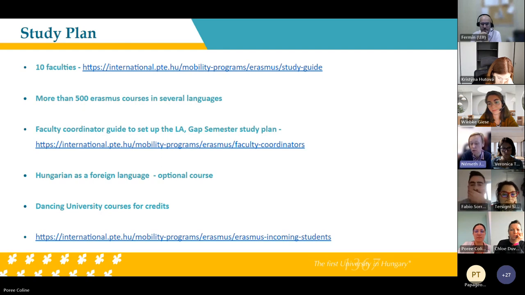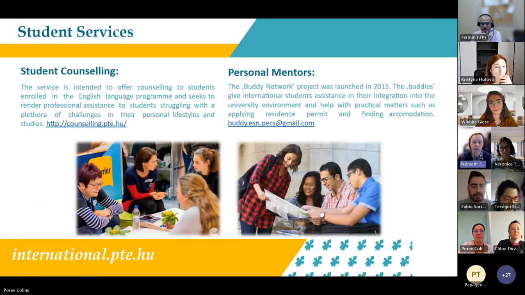The living costs for a dormitory are around 200 euros per month, and it's much higher if somebody is renting a flat. But overall, a student has to have around 700 euros per month for being an exchange student in Pécs. Next slide, please.